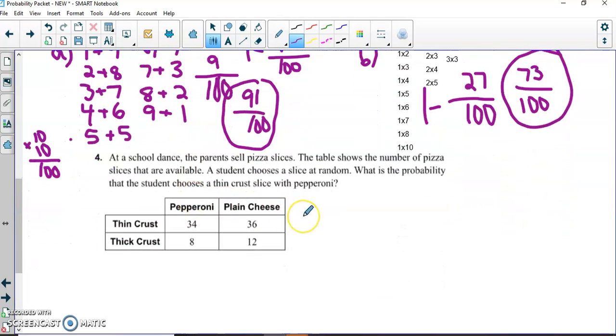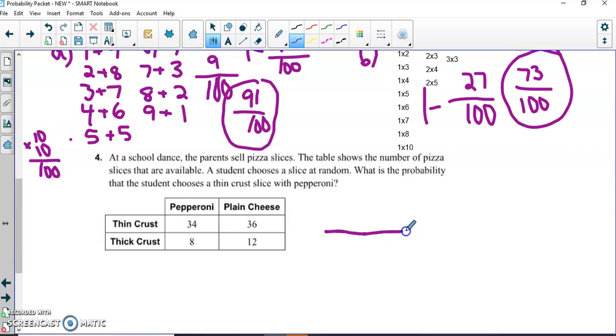All right, let's take a look at number 4. Number 4 says, at a school dance, the parent sells pizza slices. The table shows the number of pizza slices that are available. A student chooses a slice at random. What's the probability that the student chooses a thin crust slice with pepperoni?